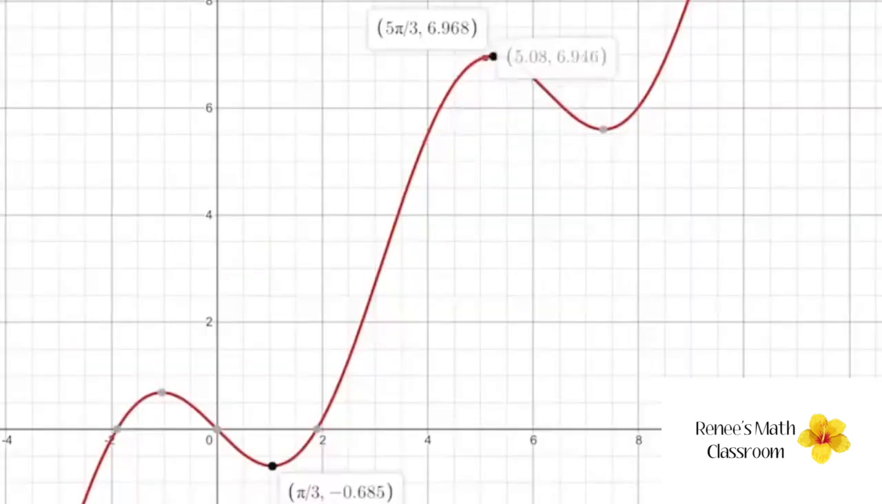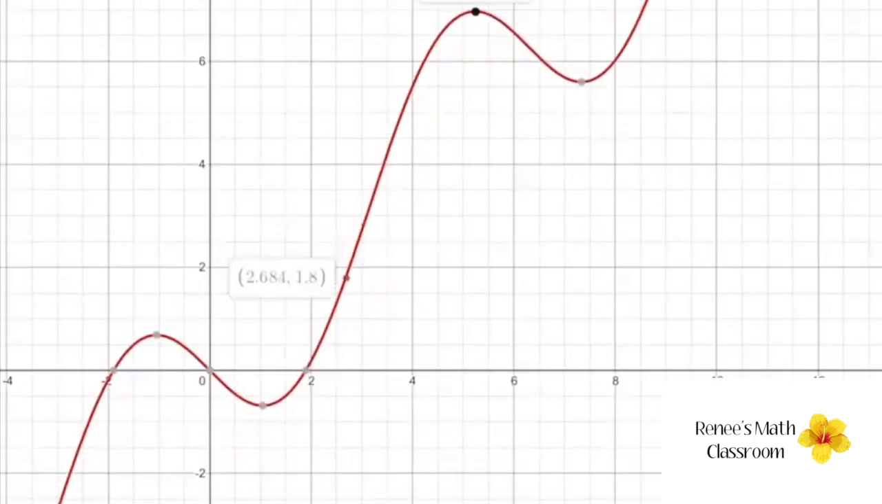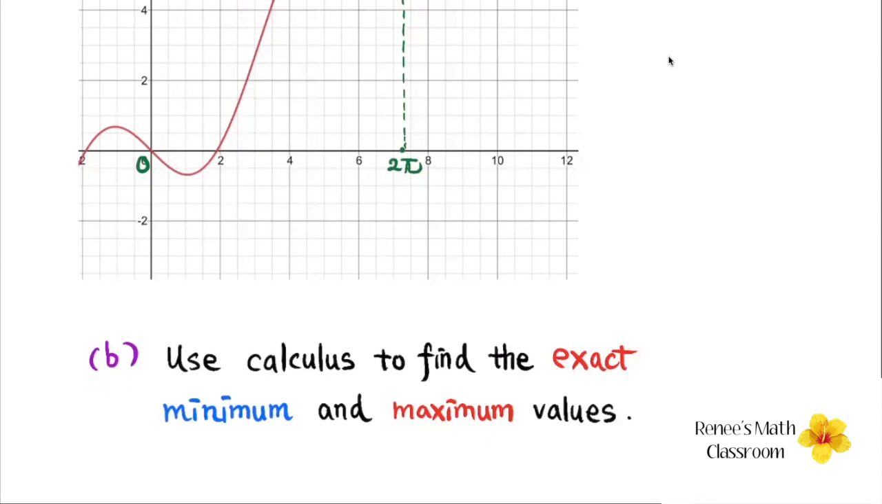By moving the cursor closer to this maximum point, we see that the absolute maximum is about 6.968 and the absolute minimum is about negative 0.685. Now in part B, we're going to use calculus to find the exact minimum and maximum values of this function on the interval from 0 to 2 pi.